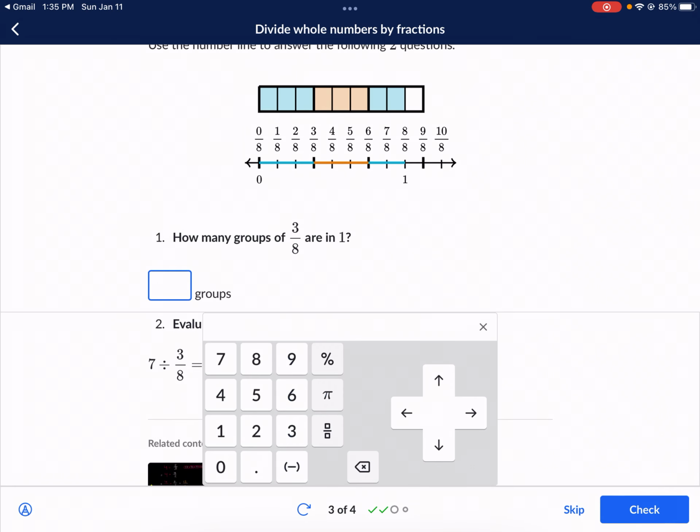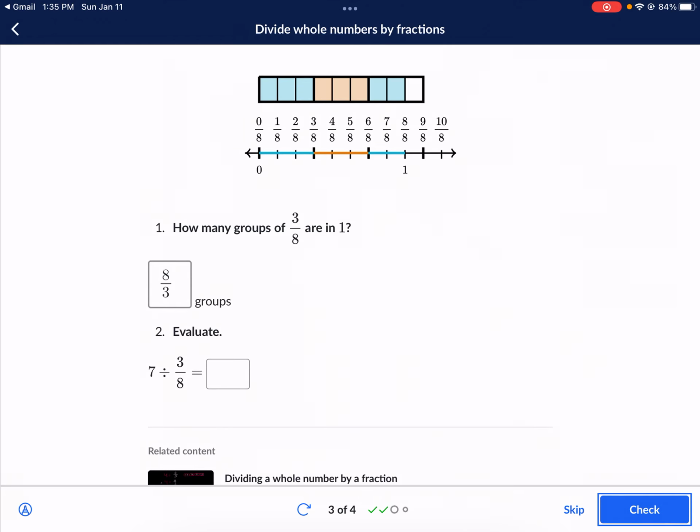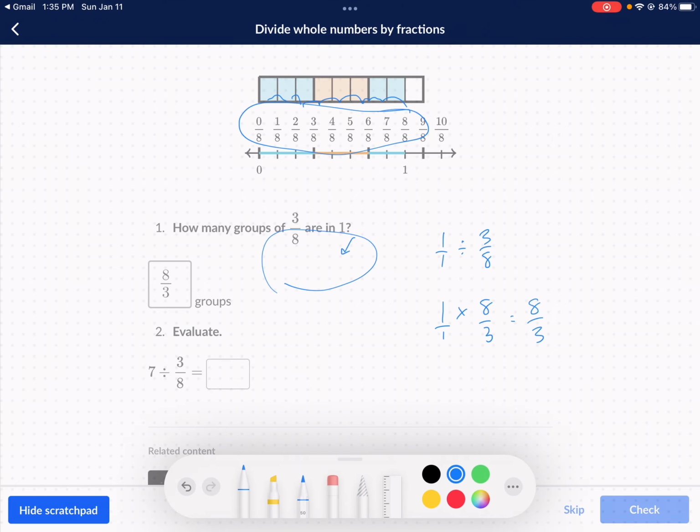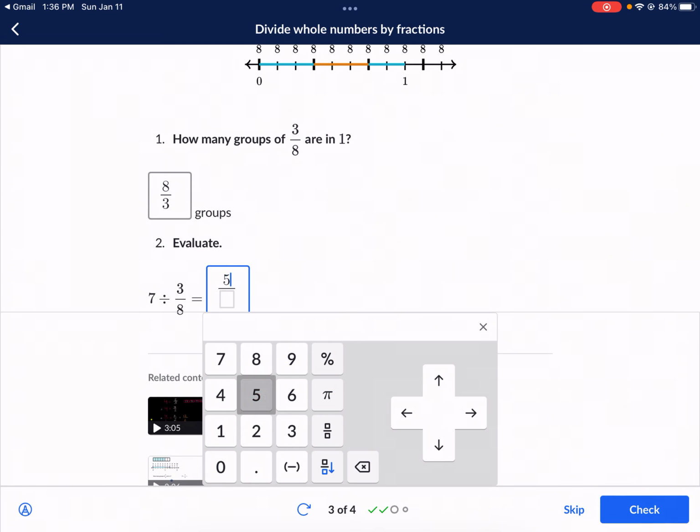I think that's a little confusing, so I just apply my keep, change, flip. It's not impossible to understand. I understand what they're trying to do. I just think it might be confusing to most. So 7/1 is what I'm going to do here. 7/1. Change to multiplication, and then flip to 8/3. So we get 56/3 for this next one. So I'm going to change that to 56/3. And we'll check it.